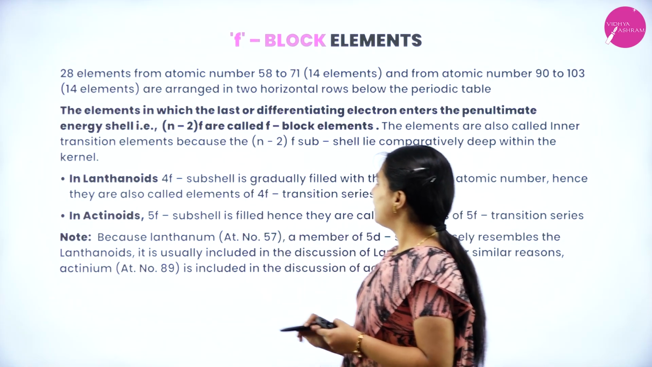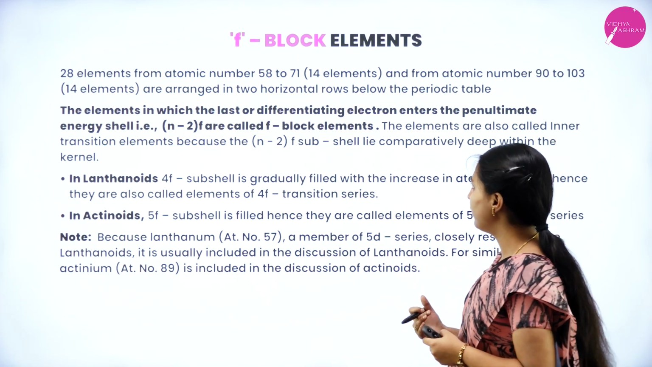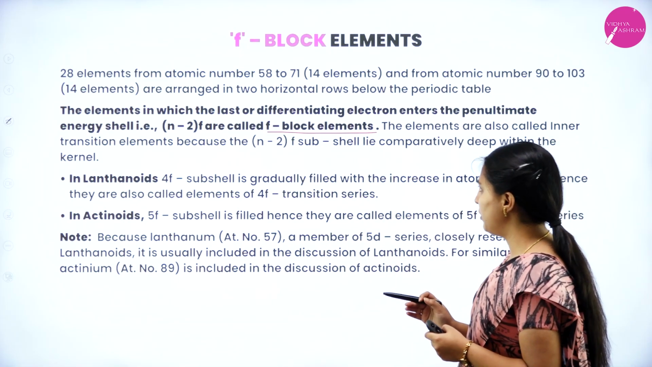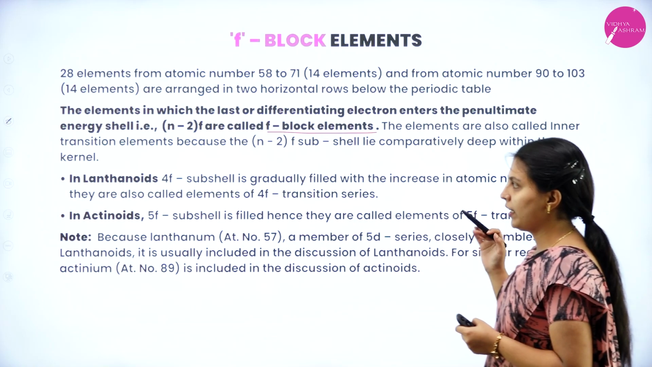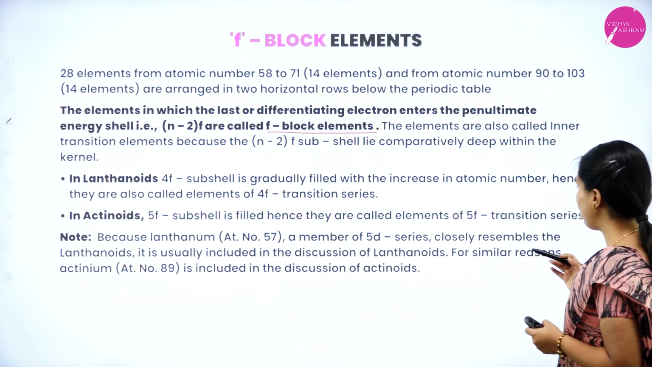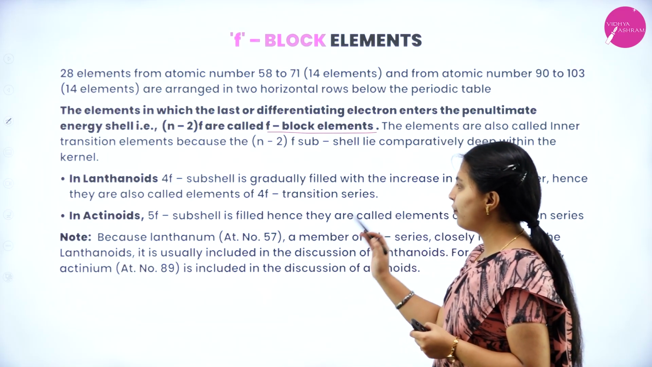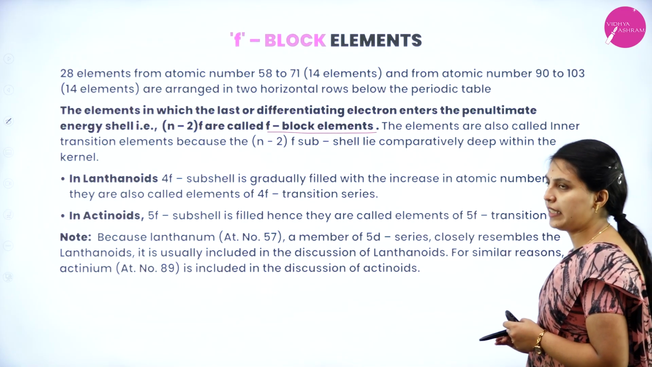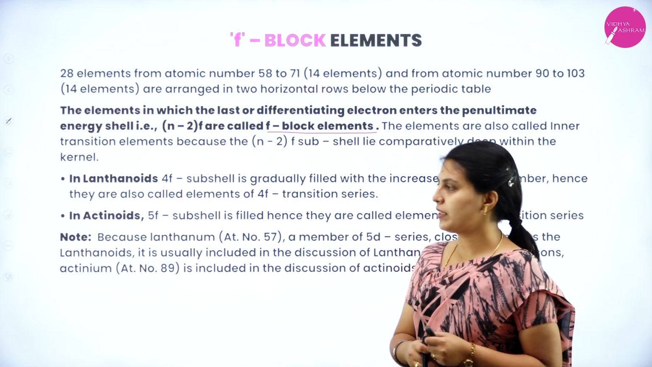The elements in which the last or differentiating electron enters the penultimate energy shell, that is (n-2)f, are called F block elements. These elements are also called inner transition elements because the (n-2)f subshell lies comparatively deep within the kernel. In lanthanoids, the 4f subshell is gradually filled with the increase in atomic number, hence they are called elements of the 4f transition series. In actinoids, the 5f subshell is filled, hence they are called elements of the 5f transition series. And these inner transition series are also called rare elements.